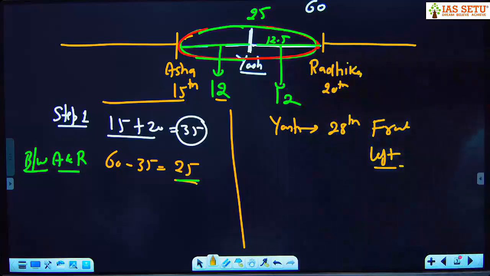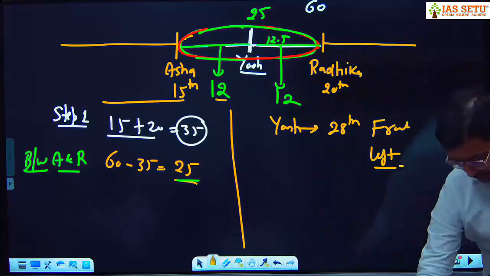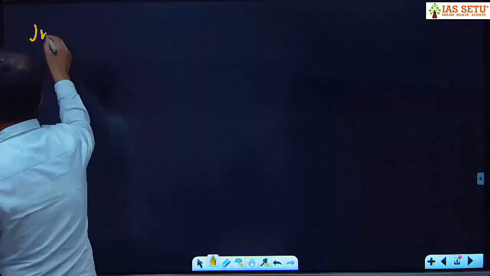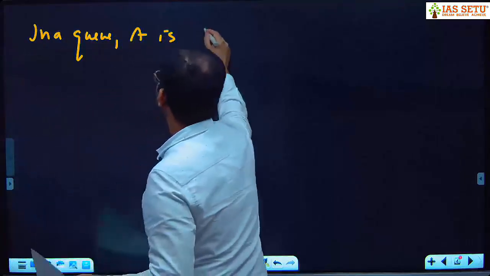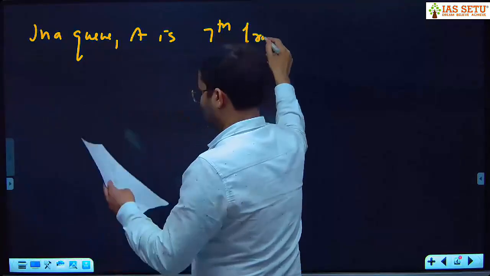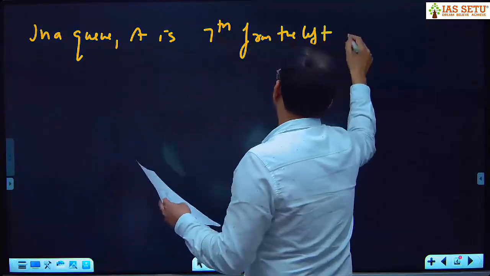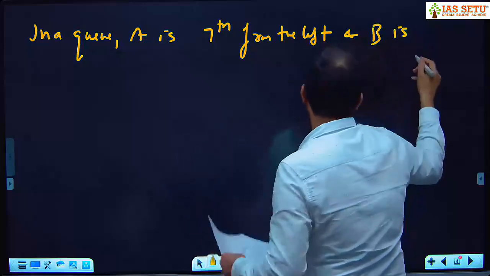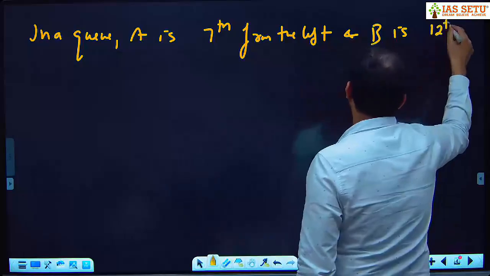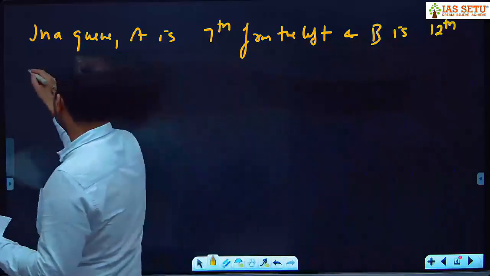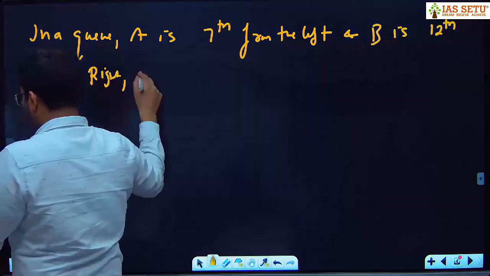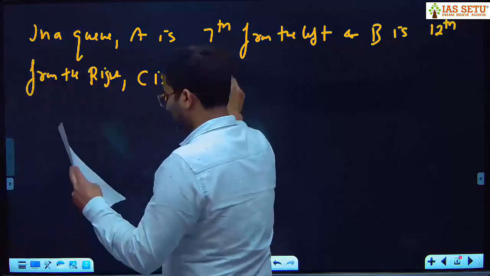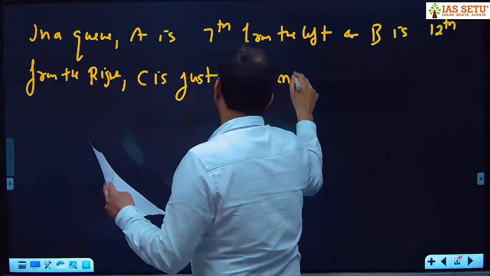Let me solve one more question for you. I write on the board. Then I ask you one question to solve. In a queue, A is 7th from the left and B is 12th from the right. C is just in the middle of 2.